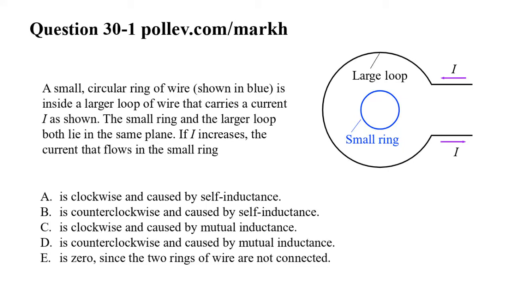So here we've got a small circular ring of wire shown in blue, and this is inside a larger loop of wire that carries some current I. The small ring and the larger loop both lie in the same plane. If I increases, the current that flows in the small ring is: A, clockwise and caused by self-inductance; B, counterclockwise and caused by self-inductance; C, clockwise, caused by mutual inductance; D, counterclockwise, caused by mutual inductance; or E, zero.